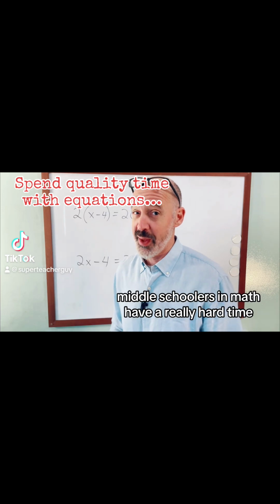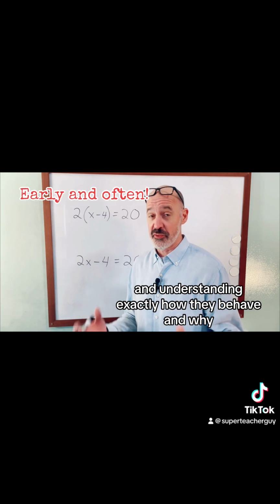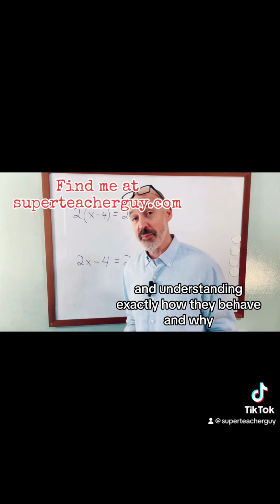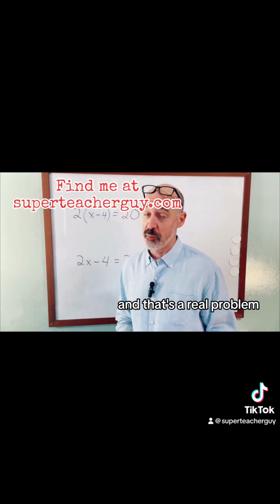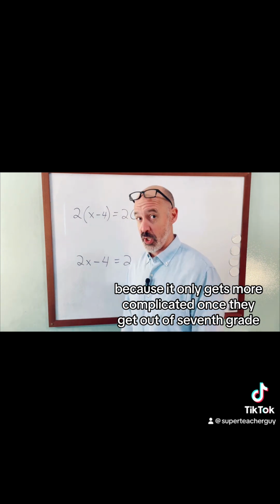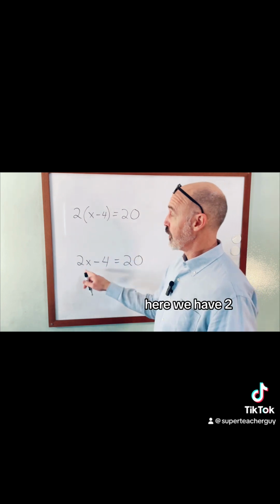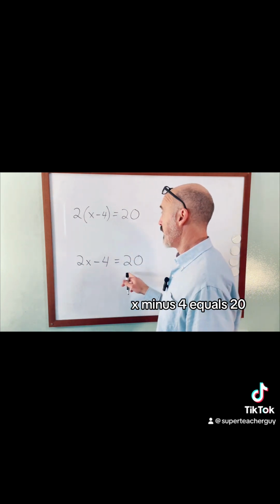Middle schoolers in math have a really hard time distinguishing between these two equations and understanding exactly how they behave and why. And that's a real problem because it only gets more complicated once they get out of 7th grade. Am I right? Here we have 2 times x minus 4 equals 20. Here we have 2x minus 4 equals 20.